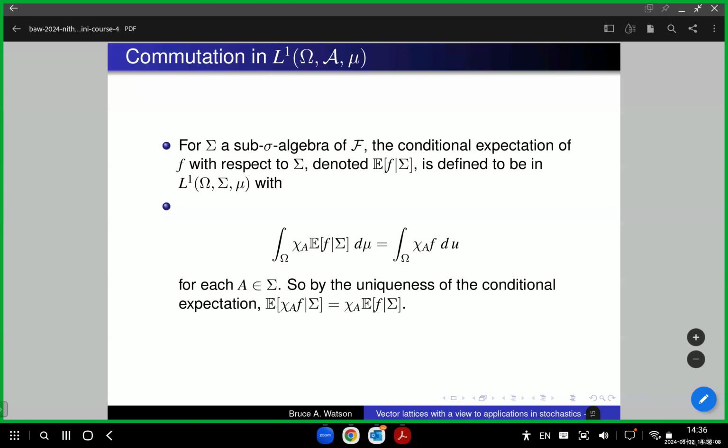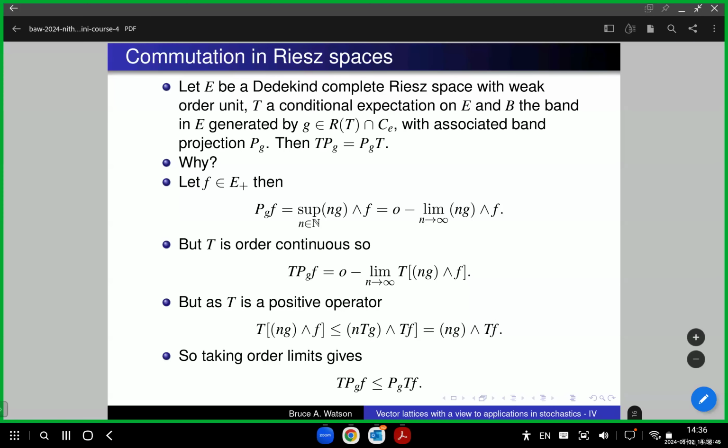Now, in L1(omega, A, mu), multiplication by the characteristic function of a measurable set gives us what is known as a band projection. And these band projections were mentioned last lecture by Anke Kalauch. And so they are a special type of operator on a space. Now, can we do a similar process in the Riesz space setting?